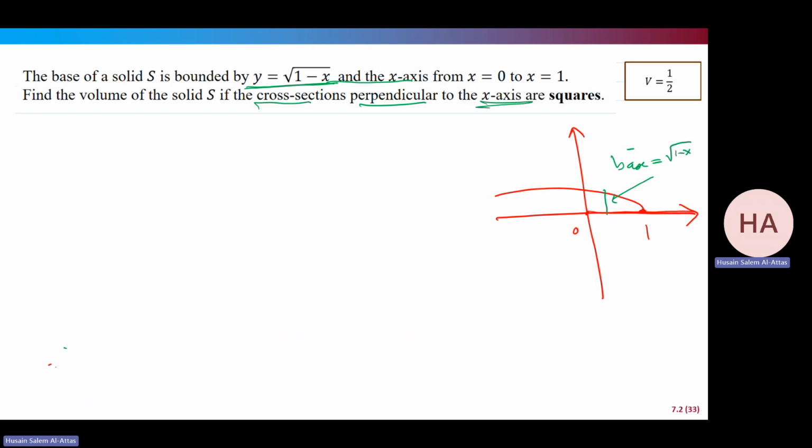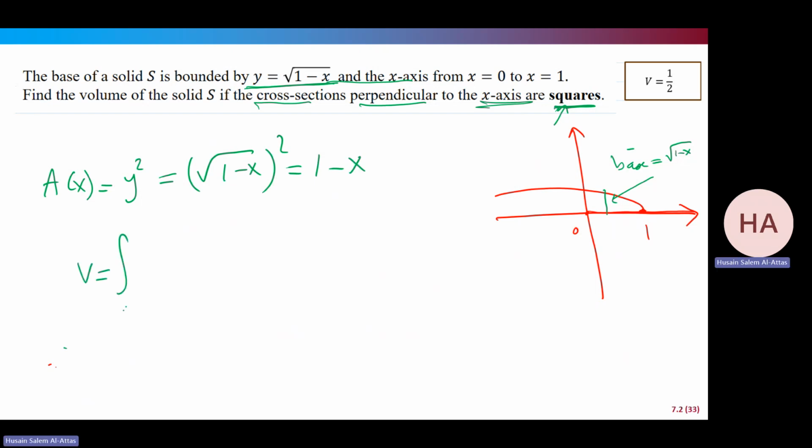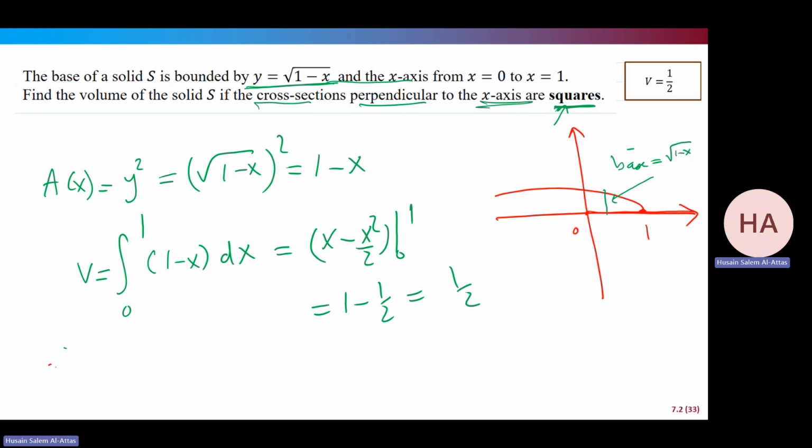Okay. So what I have are squares. What is the area of the square? The area will be y squared, which is square root 1 minus x squared, and that is 1 minus x. And what will be the volume? From 0 to 1, x values, the integral of 1 minus x dx. That gives me x minus x squared over 2 from 0 to 1. That gives me 1 minus half, which is half. That's it.